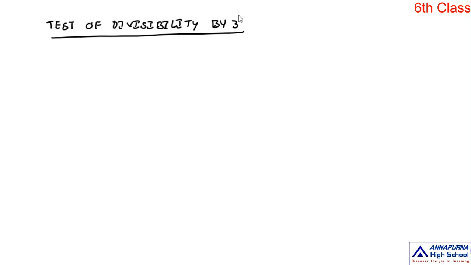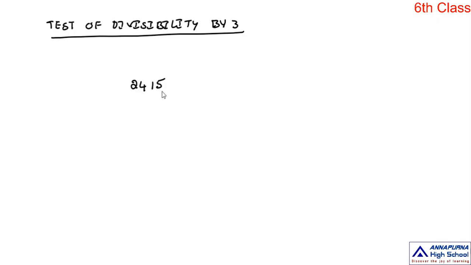Let us explain with one example. Listen to me carefully. Take one number, 2415. This is a 4-digit number. Is the number divisible by 3 or not? We check by the test of divisibility, not by actual division.